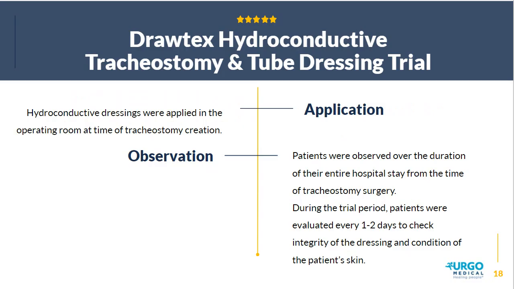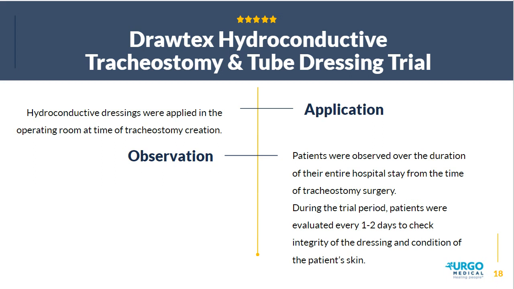So the trial of the Drawtex tracheostomy tube dressing around our tracheostomies was, I felt, a rather simple process. We proposed that the dressing be applied in the OR at the time of tracheostomy creation. And then we set out to observe our patients and the dressings to see how they would perform. All of our patients were observed for the duration of the hospital stay from the time that they received the tracheostomy, and then we reevaluated the patient every 1 to 2 days with the exception of the weekends, and that's when we had the respiratory therapist follow up.